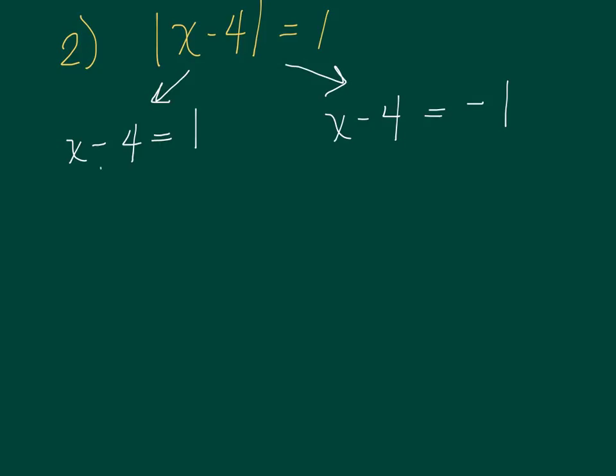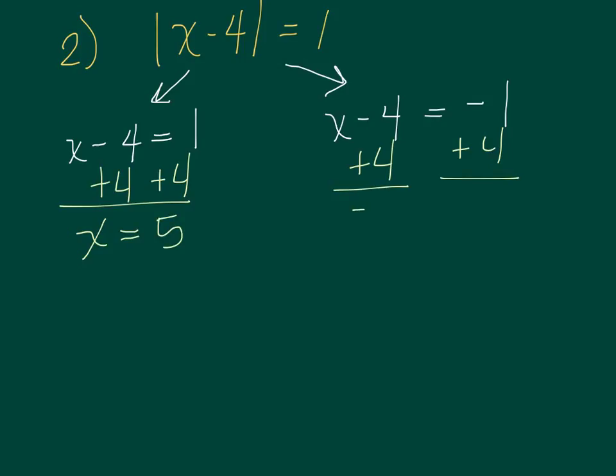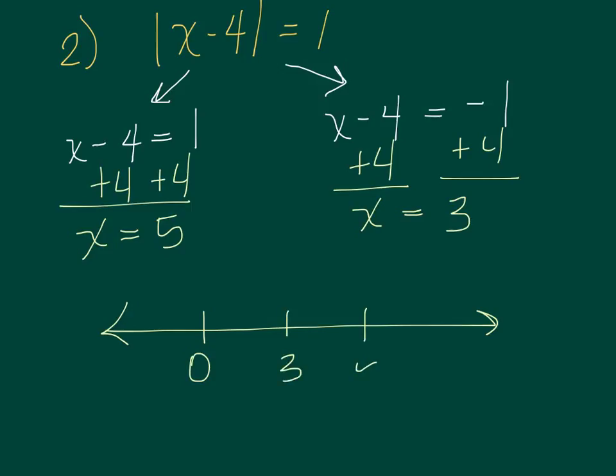Alright, so what you should have done is added 4 to both sides. And in the first equation, you get x equals 5. And in the second equation, you get x equals 3. So I'm going to make my number line. Again, I'm going to do 0. This time I'm going to do 3, and then 5, and at each point I'm going to make my dot.